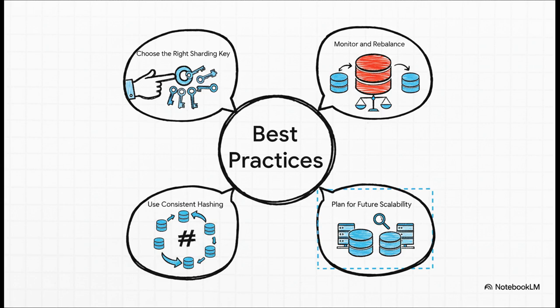Why? Because a bad key can create what are called hotspots, where one poor shard gets slammed with all the traffic. And that's exactly why you have to constantly monitor and rebalance your shards to keep that load distributed evenly. Really, it all boils down to planning for that future growth from day one, not waiting until you're already in the middle of a crisis.